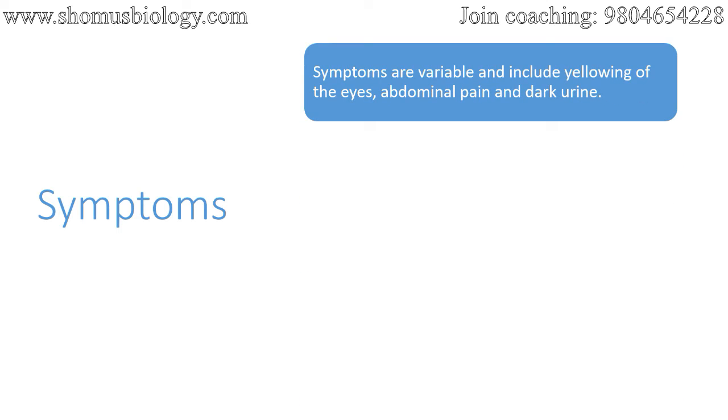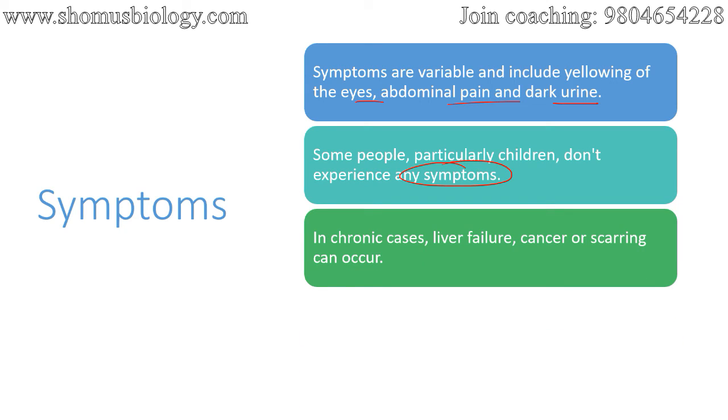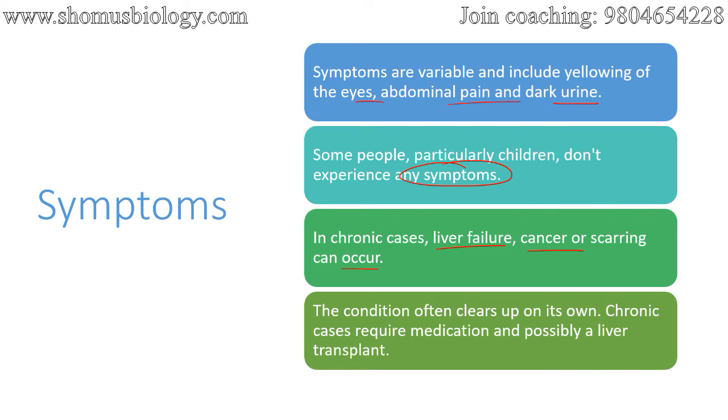Symptoms are variable, including yellowing of the eyes, abdominal pain, and dark urine, along with paleness in the body. Some people, particularly children, don't experience any symptoms, but in chronic cases there will be liver failure because this virus infects the hepatocytes, or liver cells. It causes liver cell damage, and ultimately, if untreated in chronic cases, it can lead to cancer or scarring of the liver. The condition often clears up on its own. Chronic cases require medication and possibly a liver transplantation if the liver condition is very bad.